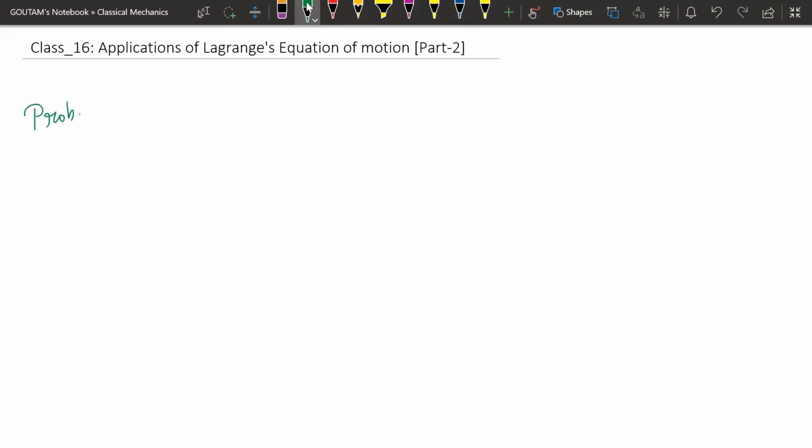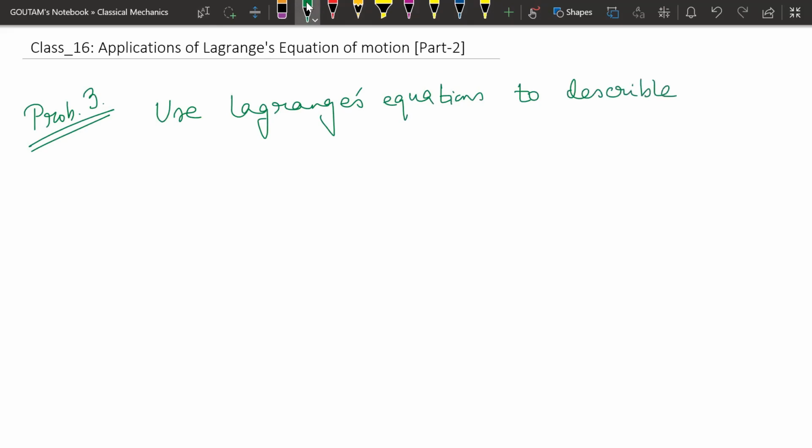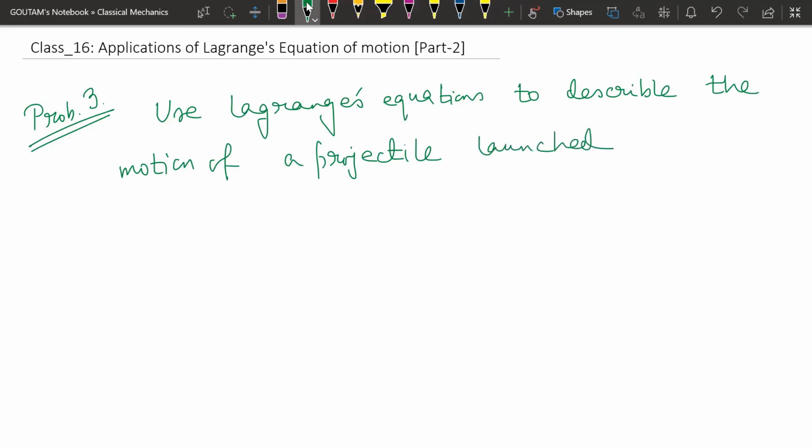This will be problem 3, because in the last class we did two problems. This problem statement is: use Lagrange's equations to describe the motion of a projectile launched with speed V0 at angle alpha with horizontal.